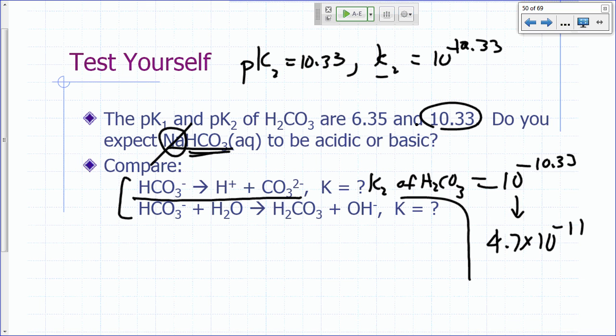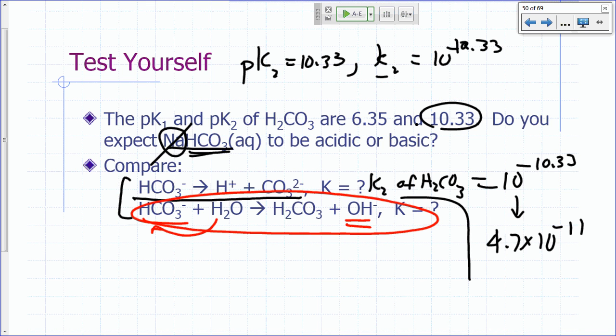Okay. What about this one right here? What's the KEQ for this one? What do you call the KEQ for this second reaction here? Your bicarbonate's picking up a proton from water, giving you hydroxide, right? This is the Kb of bicarbonate. Okay. So am I giving you the Kb of bicarbonate? I'm not. I'm giving you K1 and K2 of carbonic acid.